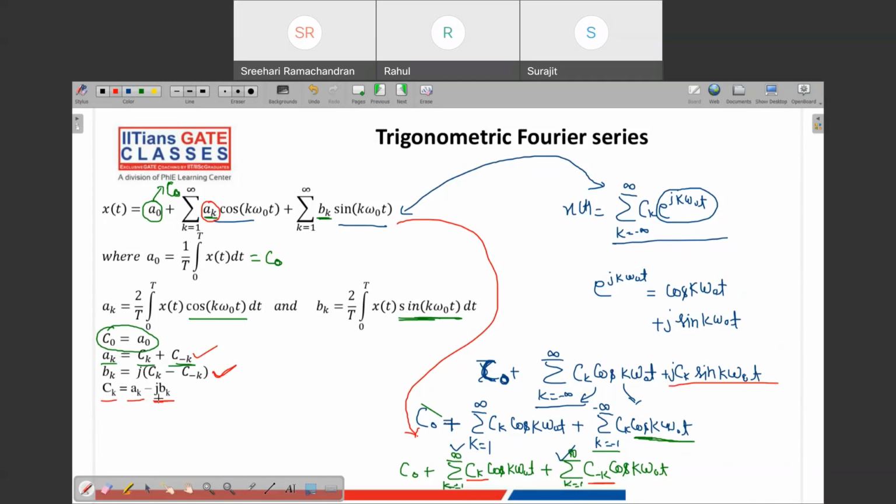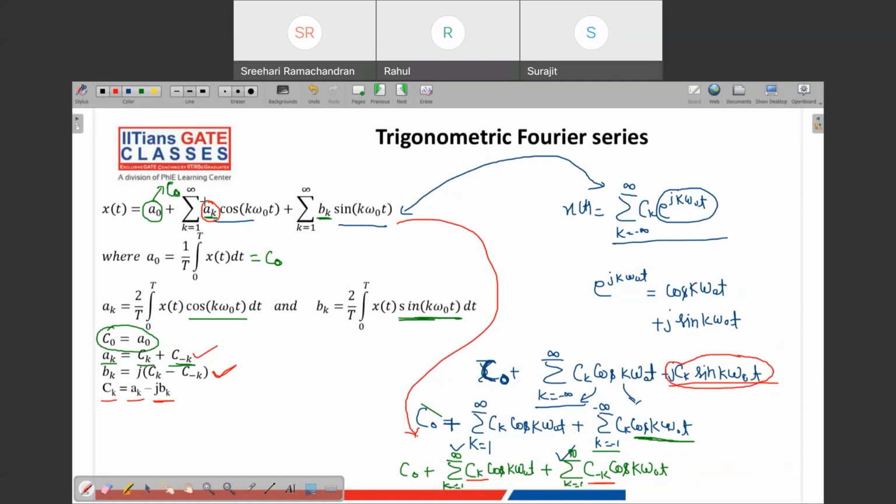Anyone has any doubt here? So a factor of 2 will also be coming in the last equation. ck equal to ak minus jbk by 2, is that coming or not? No, 2 won't come, right? There is a 2.